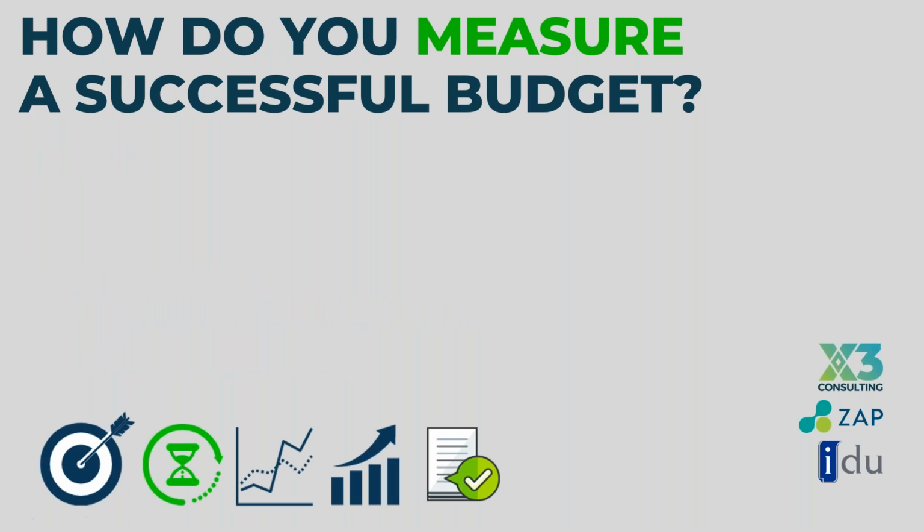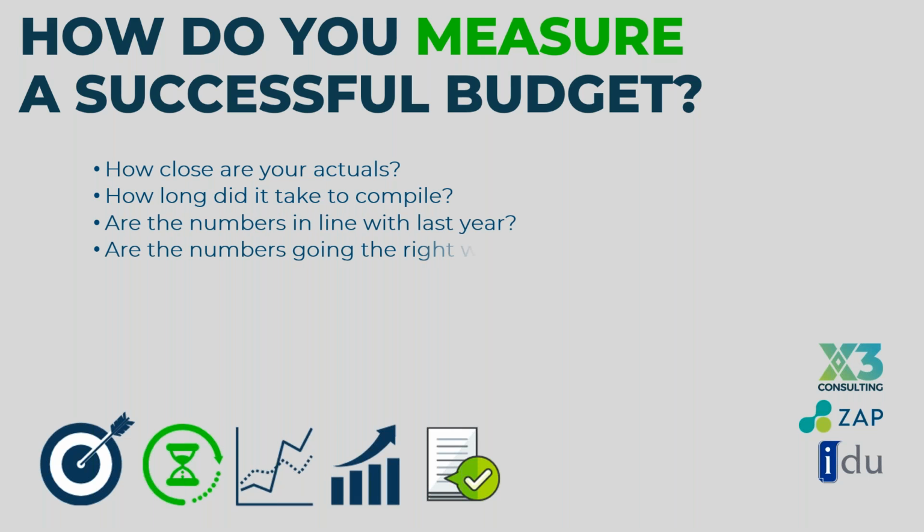So how do you measure a successful budget? Do you measure by how close you are to actuals? How long did it take to compile? Are the numbers in line with last year? Are the numbers going the right way? Are those ways that you look at the success of your budget process? Or is it, did the board approve it? And how long did it take them to approve it?